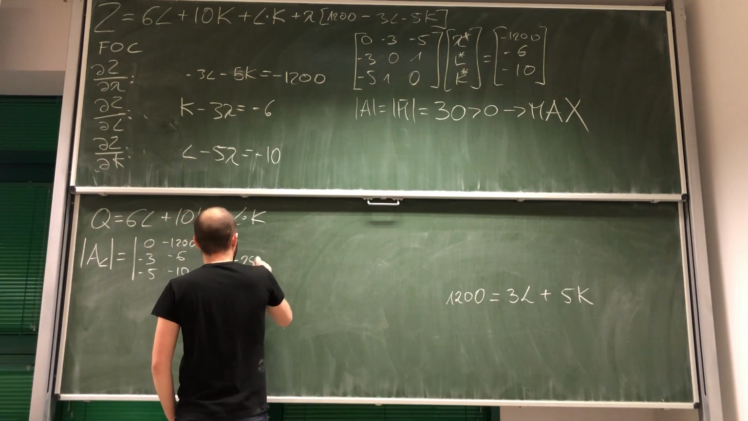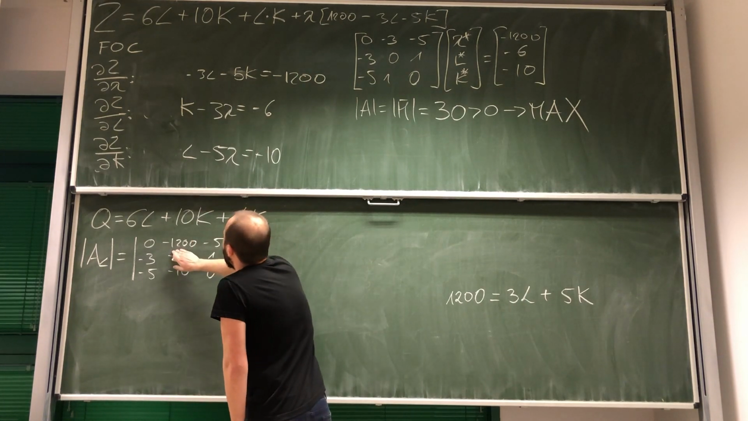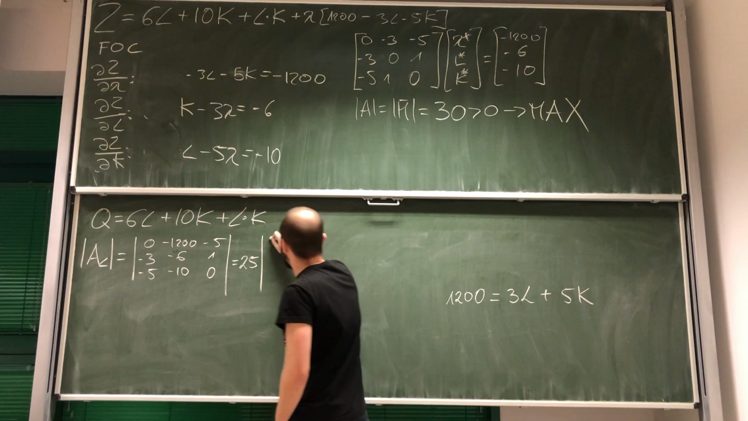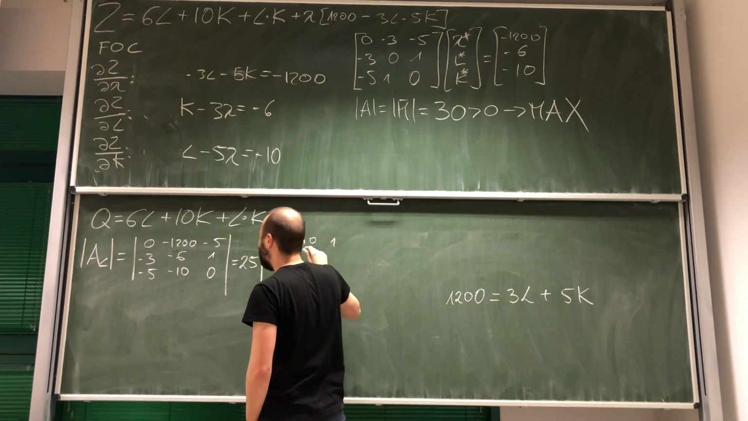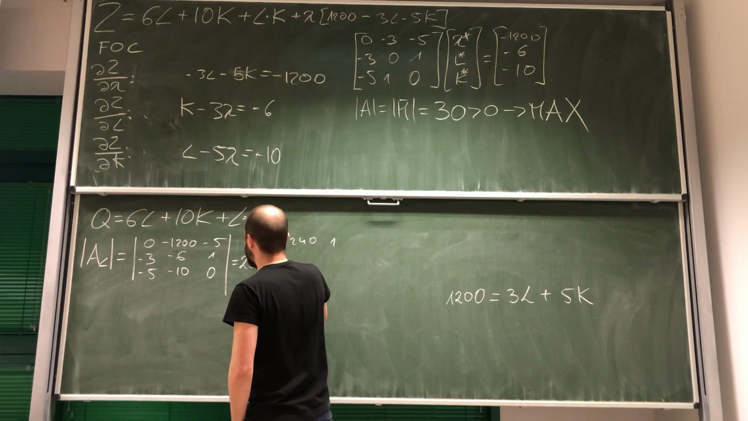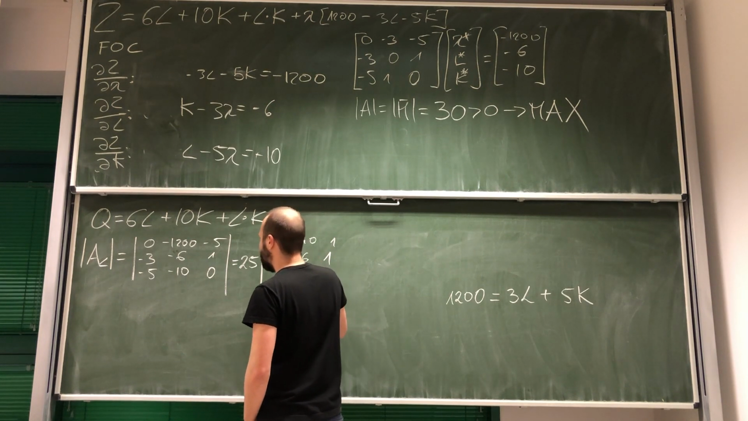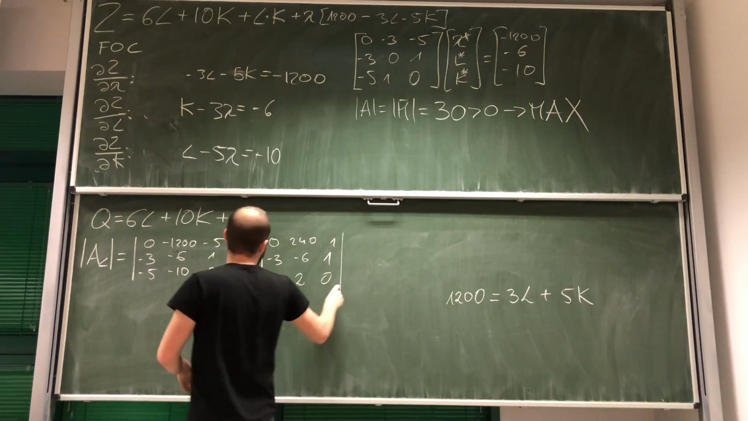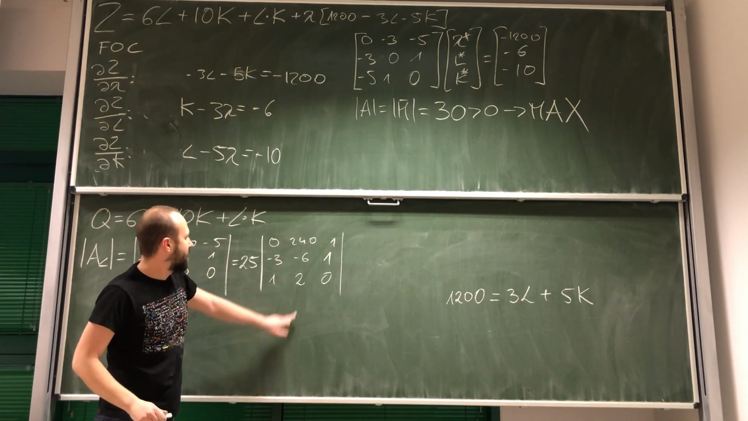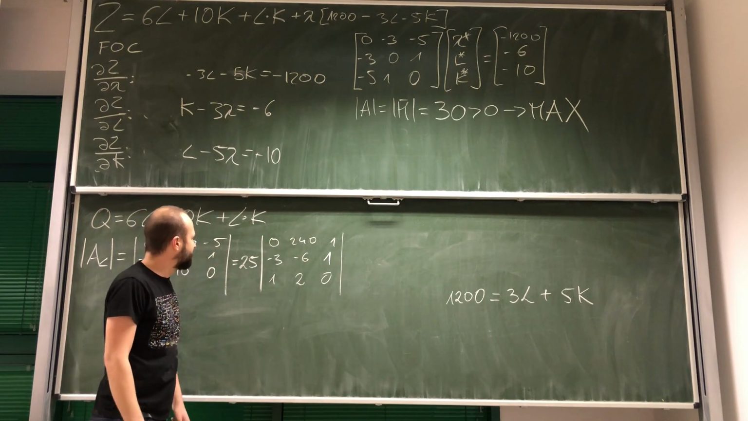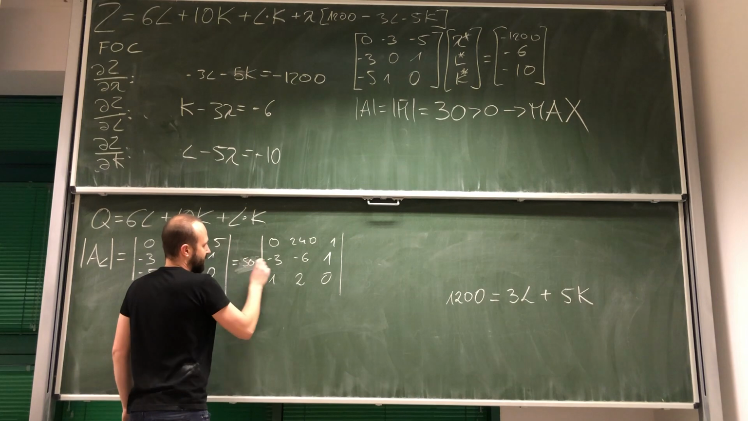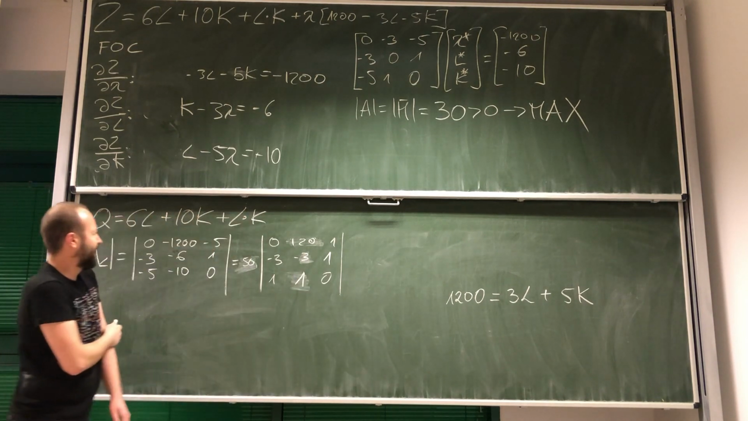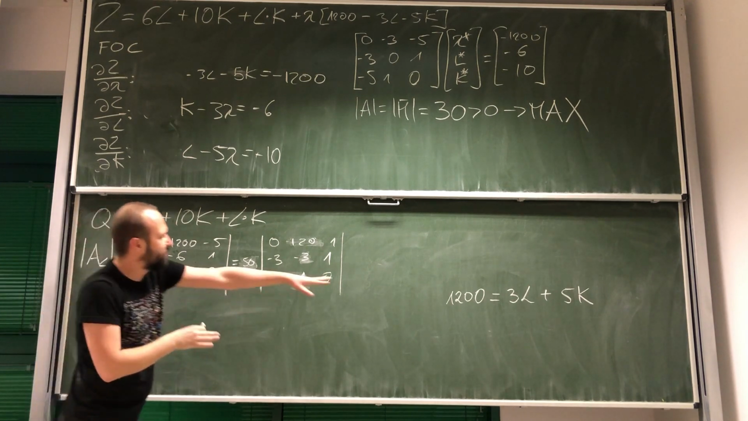So I'm going to have 25 up front and over here, 1200 divided by 5, this is 240, and we've got 1. Then we've got here negative 3, negative 6, 1. And here we've got 1, 2, 0. And look, there's one more thing we can do, not to write too much. I can take 2 out of this column. So we're gonna have 50 up front. Here will be 120. Here's going to be negative 3, here's going to be 1. Okay, can we do anything else?